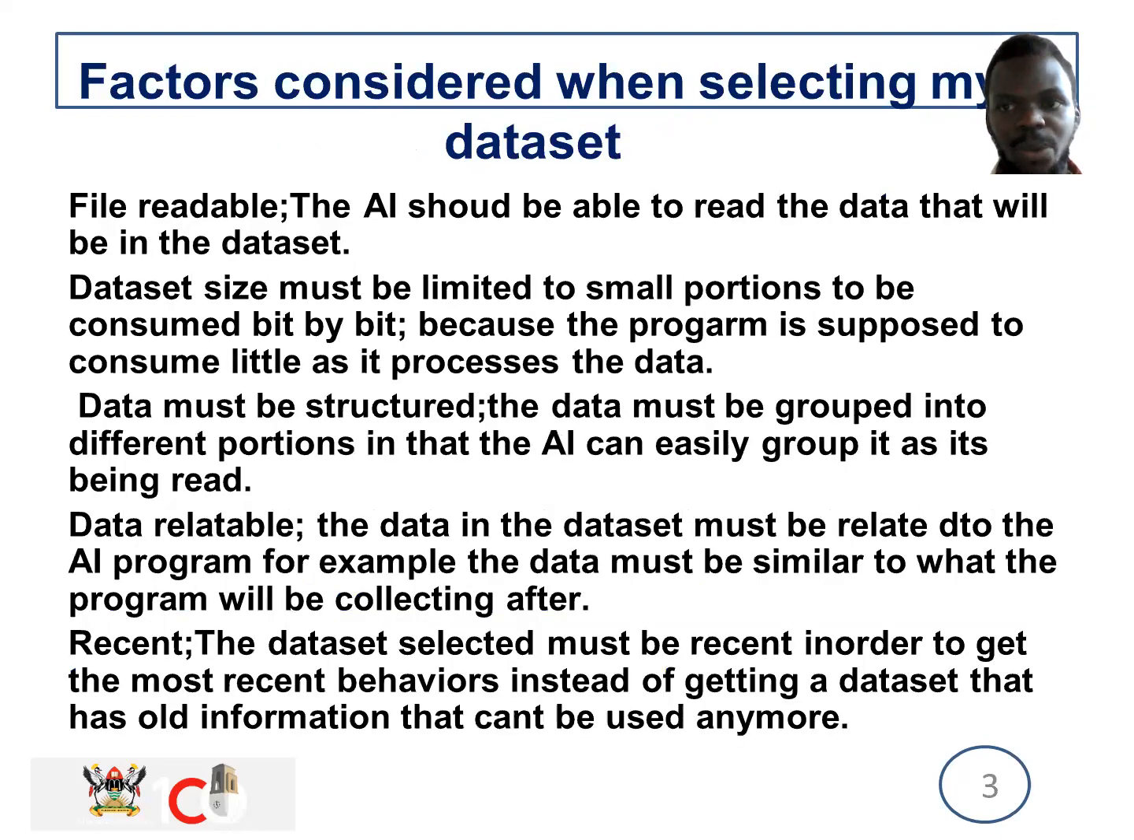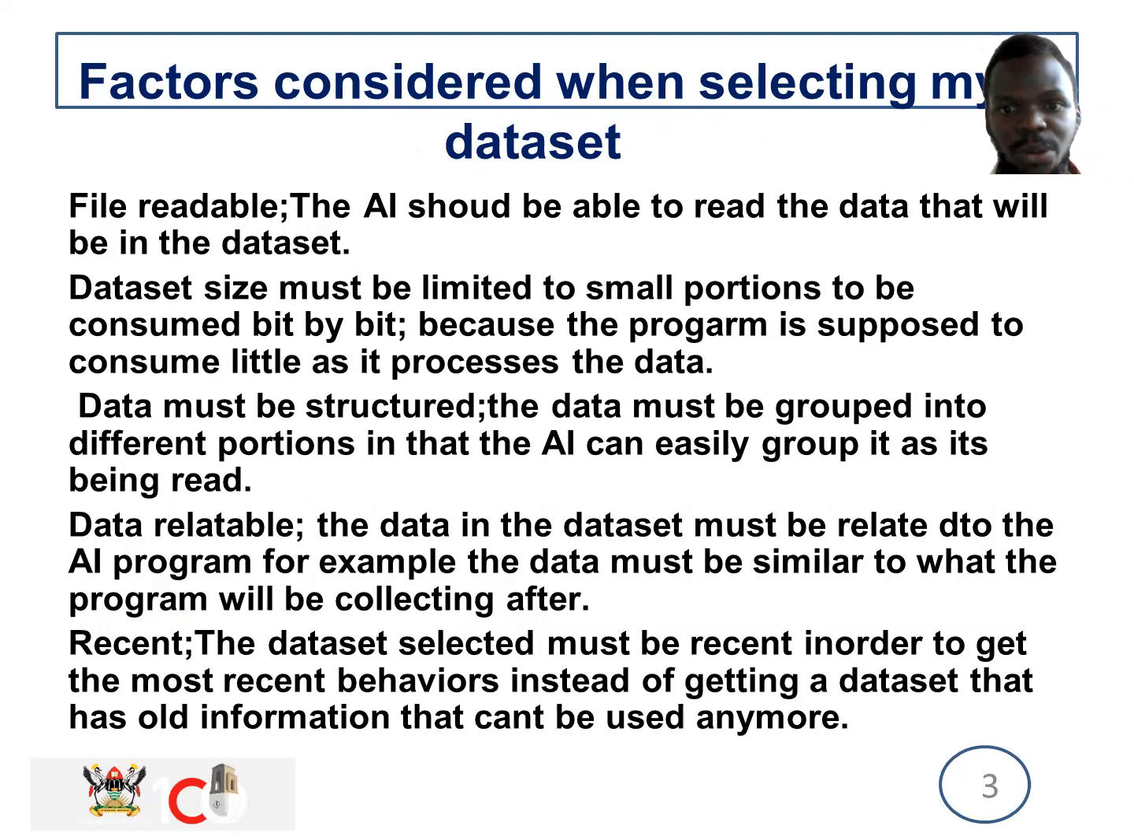The first factor is readability. Of course, to get that data set, I have to get data or a file that can be read by the AI instead of getting something that can't be read by the AI. For example, if I get a data set of images, but my AI doesn't handle images, it wouldn't be compatible with the work. So getting a readable file is one of the factors I considered.